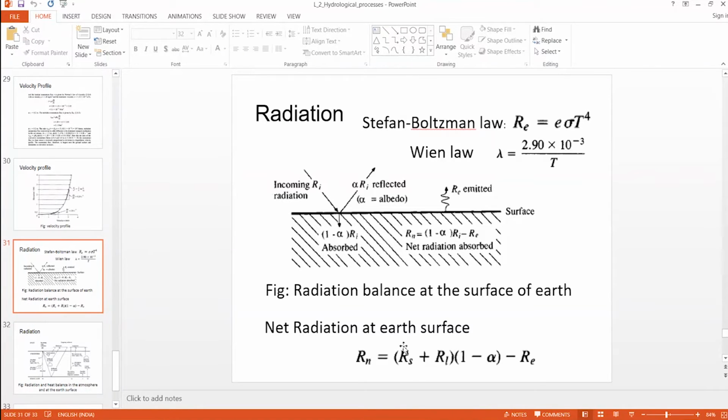So finally, the net radiation at the earth surface is equal to Rs plus Rl into 1 minus alpha minus Re. Here RS is the short wave radiation, which comes directly from the sun. RL is the scattered radiation from the aerosols, called long wave radiation. This radiation is very important in the hydrological cycle, because most of the energy for the hydrological cycle is obtained from radiation.